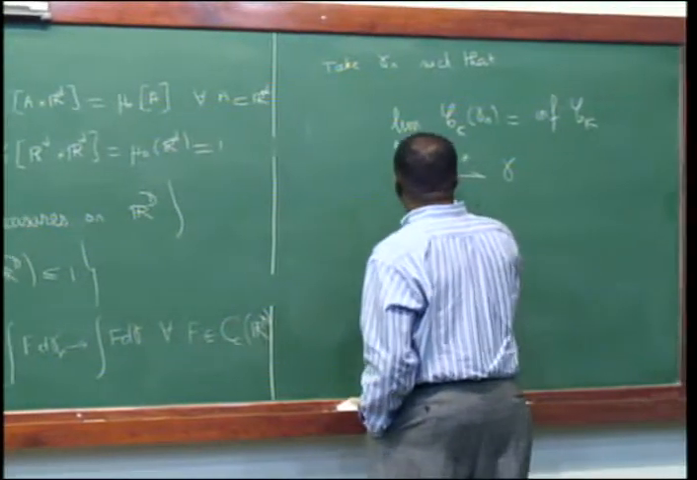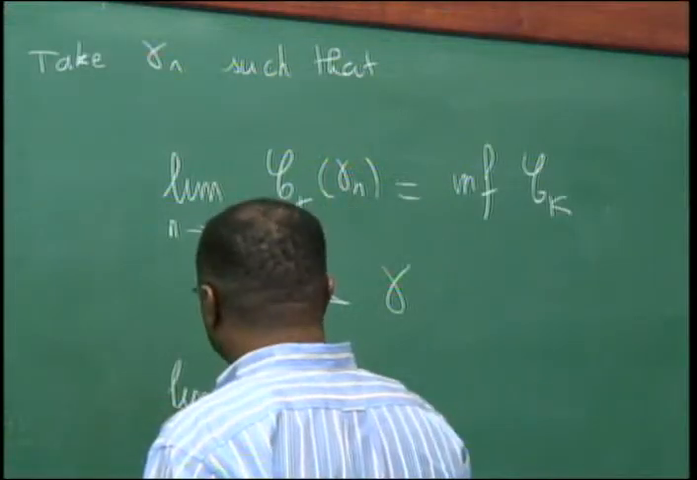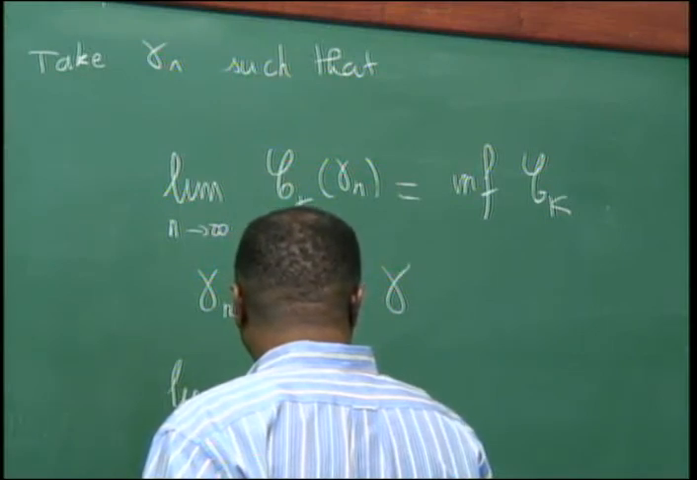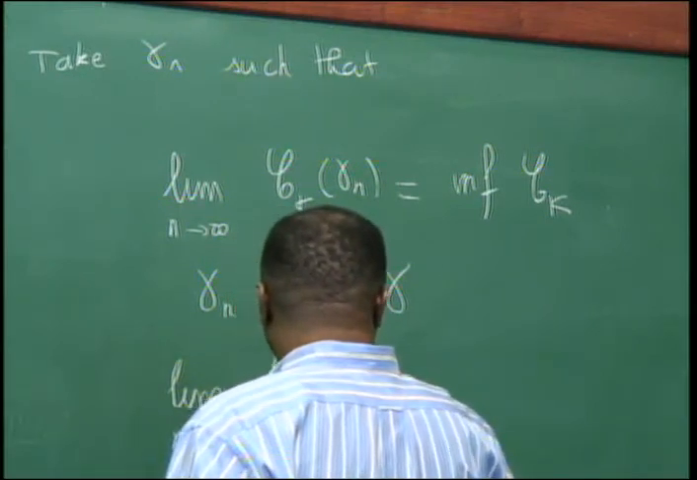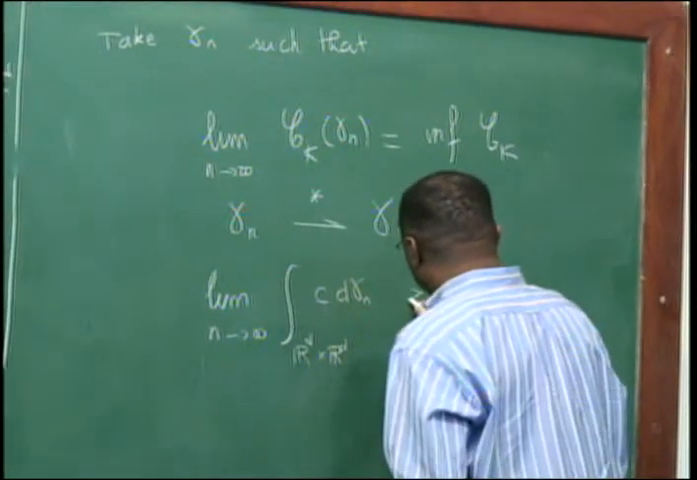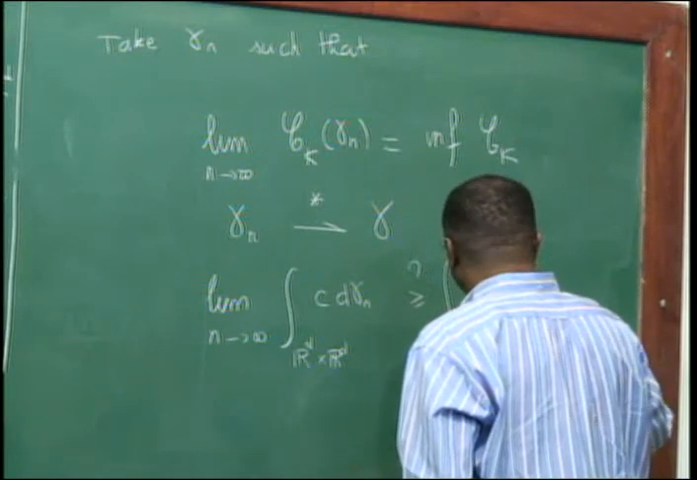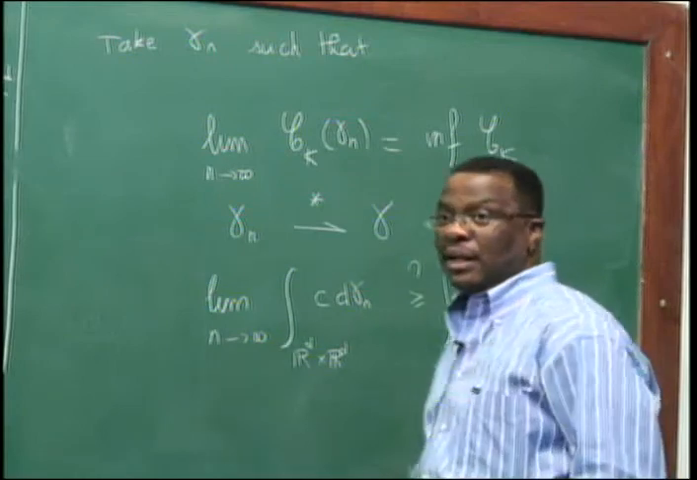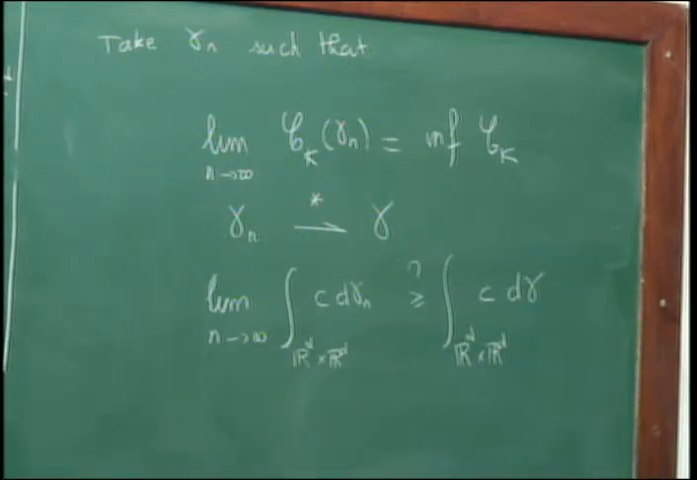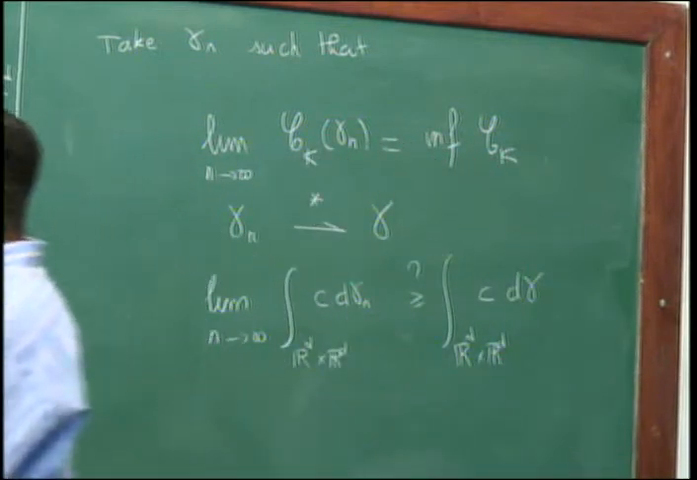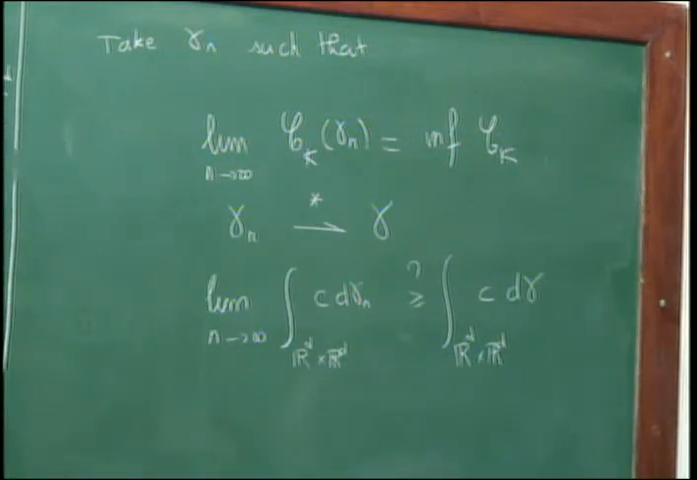Because the limit as n goes to plus infinity of the integral over R^d cross R^d of C d gamma n, I want to know if it is bigger than or equal to the integral over R^d cross R^d of C d gamma. And if I have this lower semi-continuity property, I'll be done. So if C was continuous of compact support, then I'll have equality. However, the assumption which is usually made is that C is lower semi-continuous.